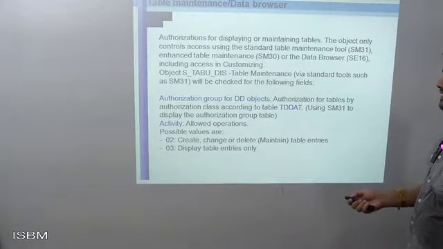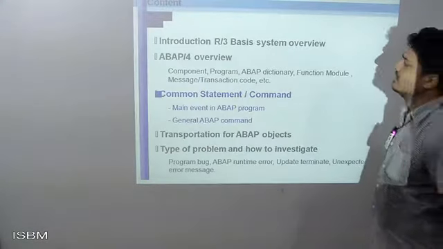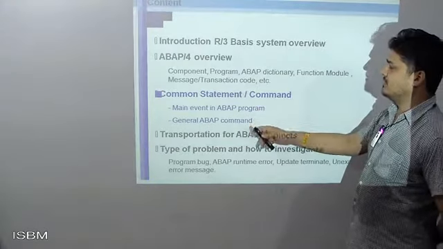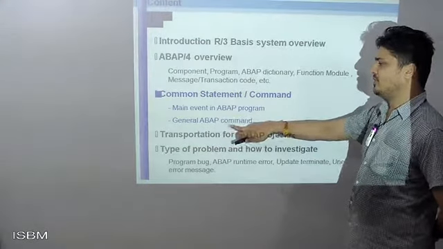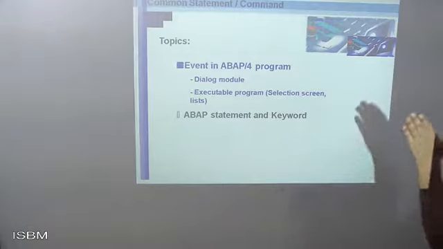So now the activity: how we change, create and display the table maintenance. Then ABAP 4 overview, we have some common statements and commands, like main event and ABAP programming, general ABAP programming event. Then we have transportation, we'll see over there, and then bugs. So now we start with the event.